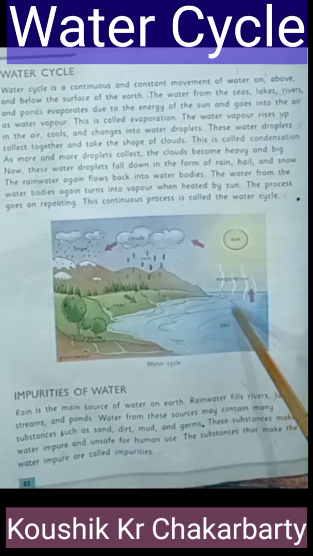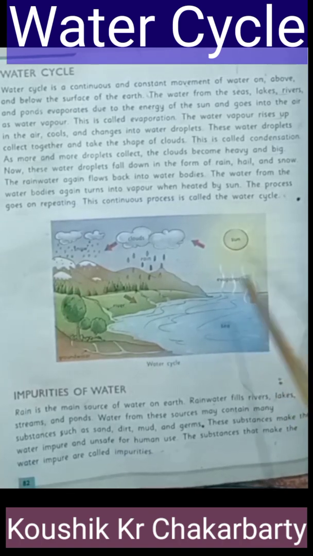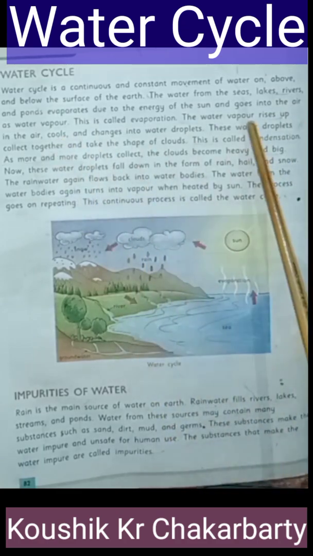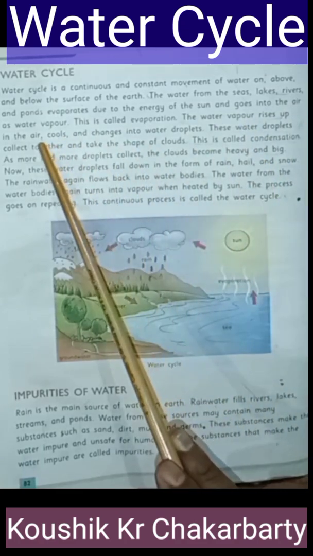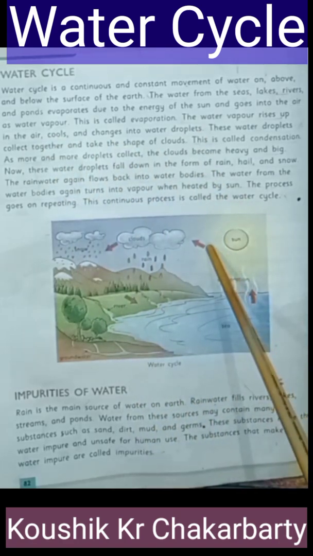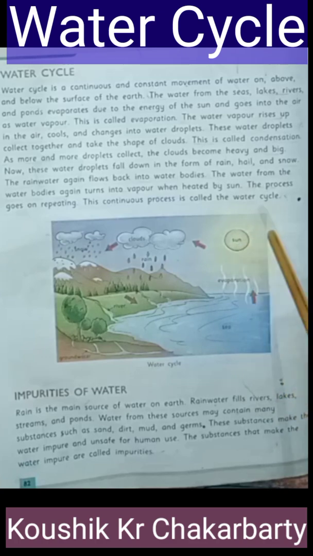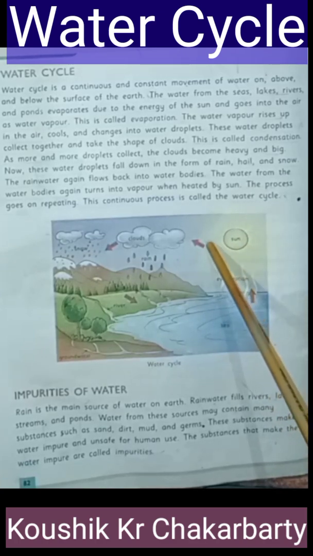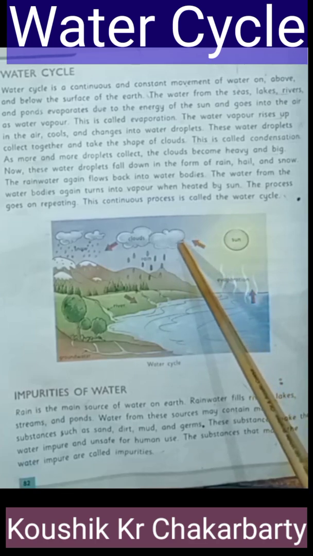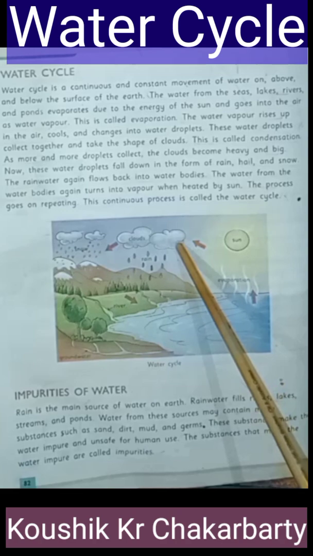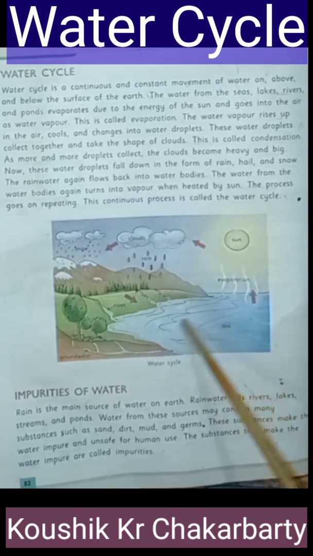Now what is happening here? When the water vapor is going up, what happens? The water vapor rises up in the air, cools and changes into water droplets. जो वाटर वेपर है वो हवा में राइज अप किया है, अब ऊपर चली गई. Due to the heat of the sun, this water changes into water vapor and rises up. अब ऊपर जाने के बाद what happens? It cools, वो ठंडा हो जाती है, and it changes again into water droplets. Clear?